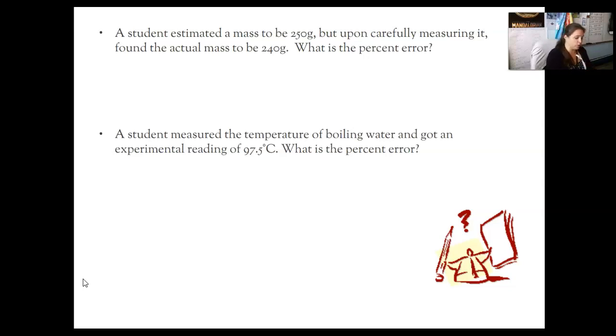So 250 minus 240, you should get 10 grams over 240. You're going to times that by 100. All right, so I'm going to keep doing it. So I'm going to plug that into my calculator that I have. 10 divided by 240, and no, it's not 2.4.